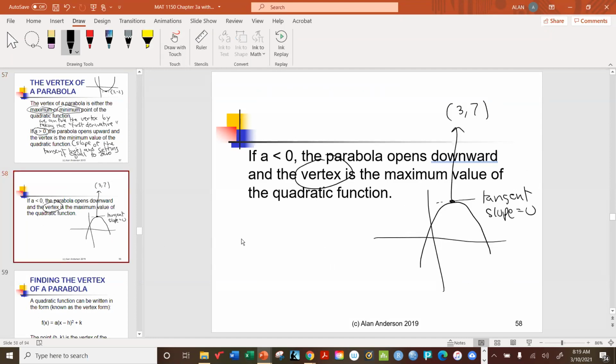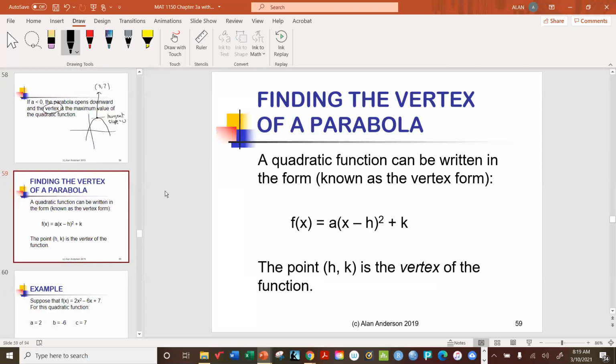Okay, so either way, that would be the vertex. Now, as I said, there is a formula that will enable us to do this based on, remember, our definition of a quadratic function as f of x equals ax squared plus bx plus c.